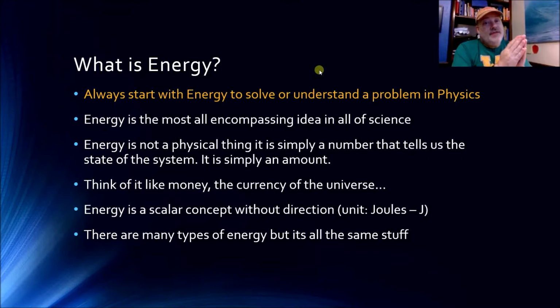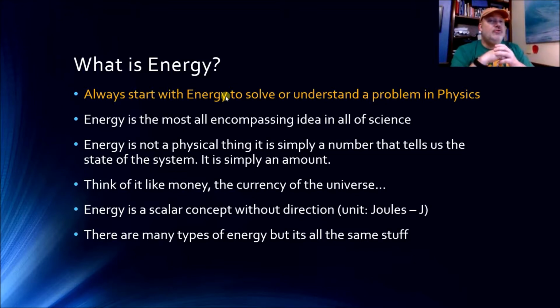And it's a physical thing, it's just a number that tells you the state of the system. It tells you how much you have. It's just an amount. So like this mouse has a certain amount of energy, this calculator has a certain amount of energy, I have a certain amount of energy. It's just a number. Think of it kind of like money. It's the currency of the universe. It is just a number that tells you what the net worth, energy-wise, is of the object, all right? It's a scalar without direction.